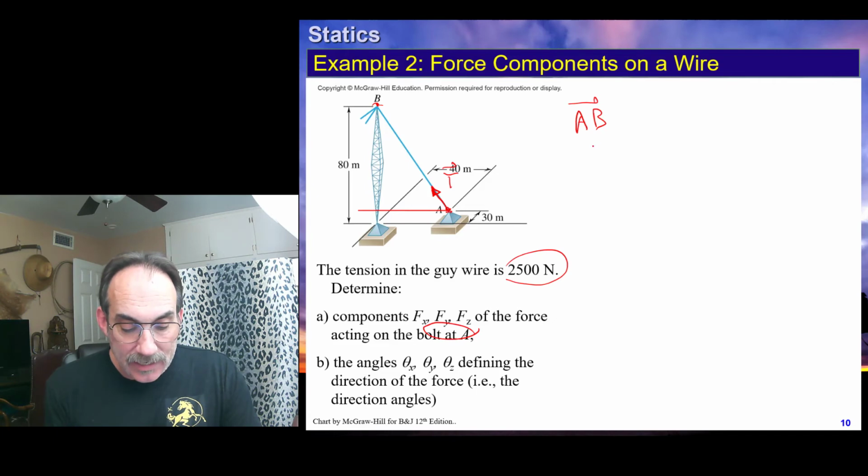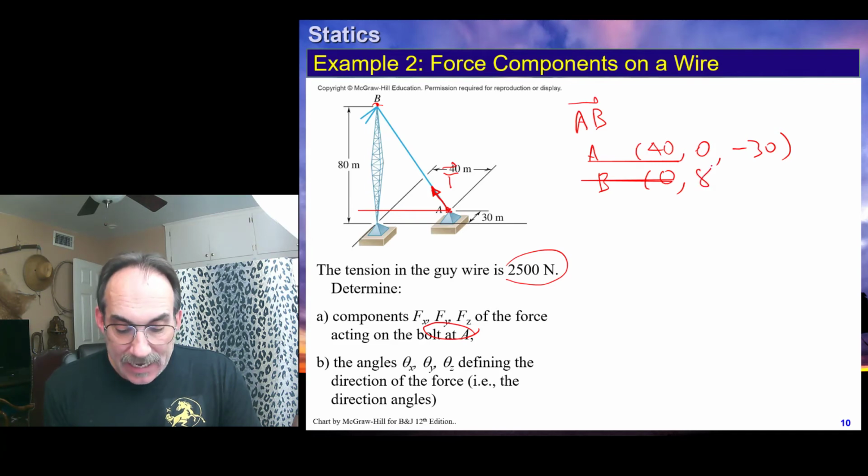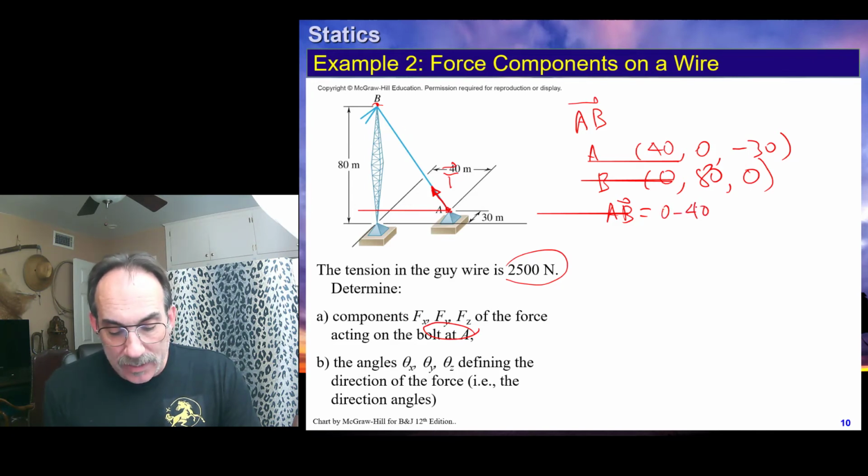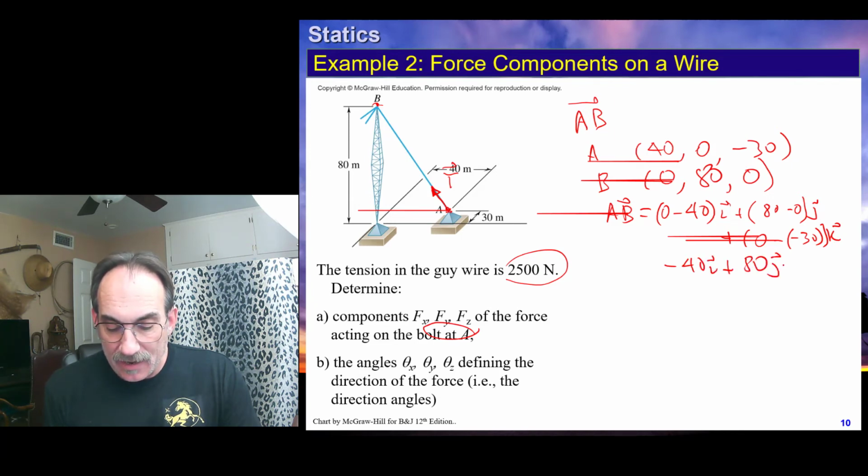What that means is we're going to need the coordinate of point A, which is at, it looks like, 40 meters in the X, 0 meters in the Y, and negative 30 meters in the Z. Point B is at 0 in the X, 80 in the Y, and 0 in the Z. So our segment AB is going to be B minus A, right? So 0 minus 40 in the X, which is I, plus 80 minus 0 in the J, plus 0 minus negative 30 in the K. That means we have negative 40I plus 80J plus 30K.